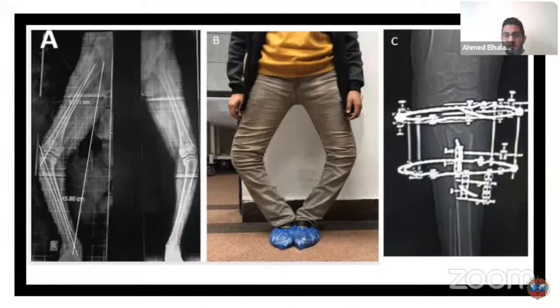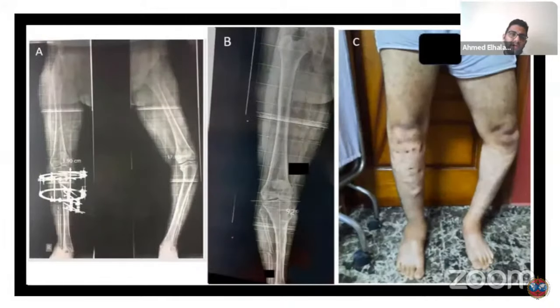a Bernstein's osteotomy, and we can see the postoperative correction in the images on the right hand side. Again, this is the same patient postoperatively at 3 months and after removal of the frame at 3.5 months, and we can see the correction clinically and radiologically.